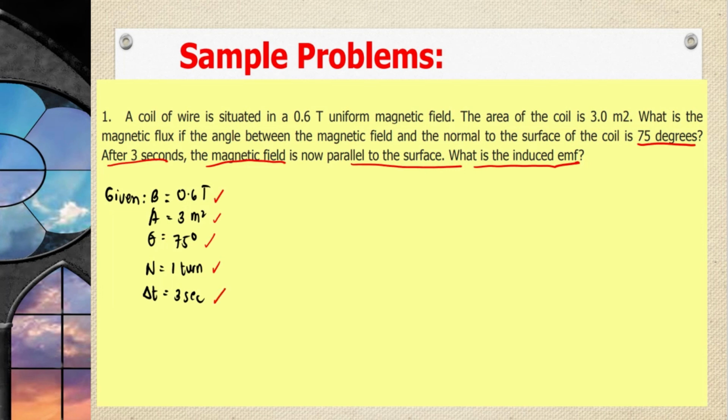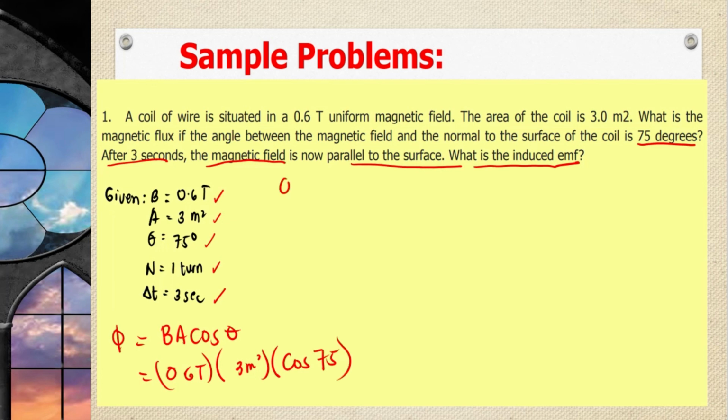First, let's solve the magnetic flux. Using the formula, magnetic flux is equal to BA cosine theta. Substitute, we have 0.6 Tesla times 3 meters squared times cosine 75. So for your magnetic flux, we have 0.46 Weber.